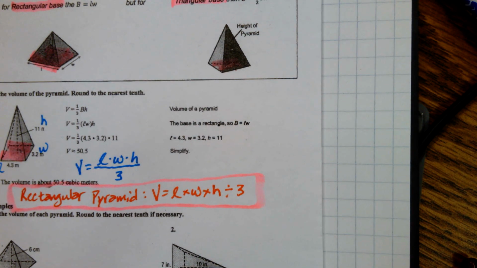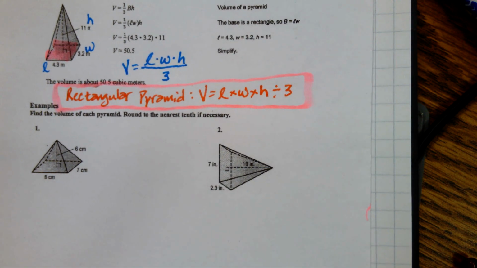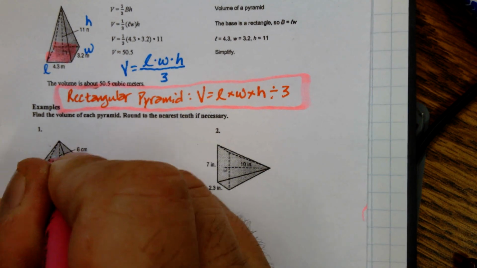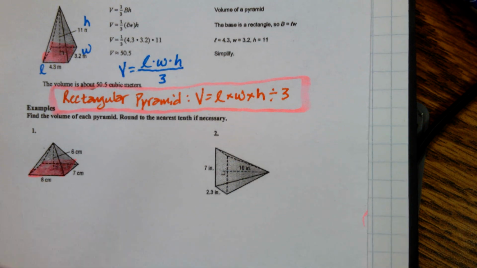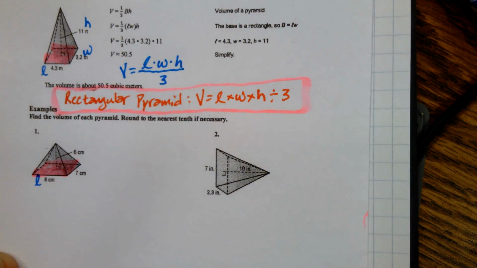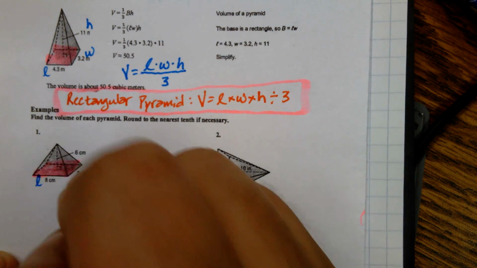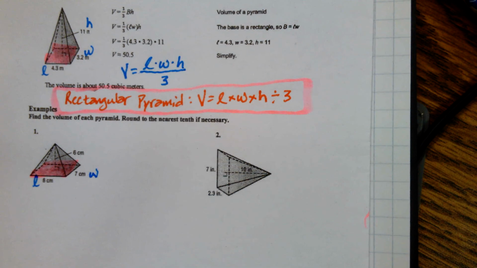Okay, so let's use it. We have a rectangular pyramid for number 1. So let's identify the length, width, and height. Let's say this is the length, and this is the width. 6 centimeters has to be the height. Why is it that 6 has to be the height?